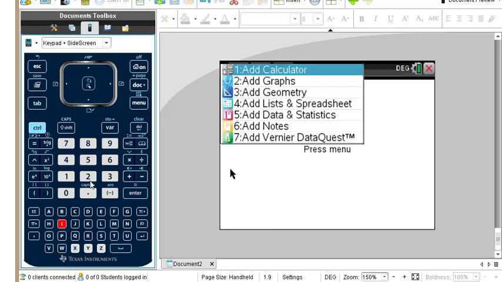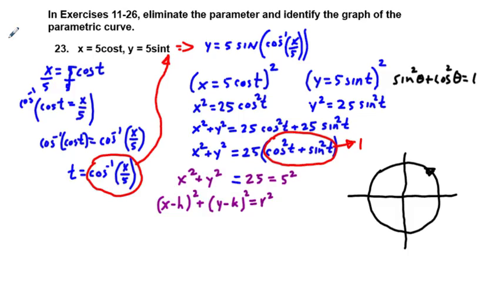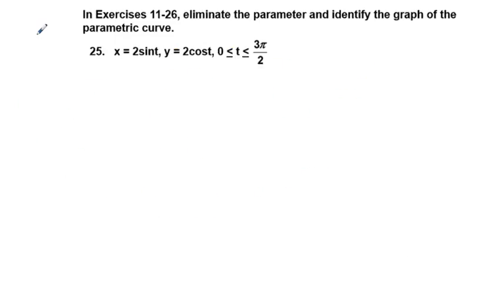Okay. Next, we're going to go to the last problem, at least that we're going to cover in this section, which is 25. It looks quite similar, doesn't it, to problem 23. And I'm not even going to bother with anything else but squaring both of these equations. So we have this left one squared, x squared equals 4 sine squared t, and for this y one, we have y squared equals 4 cosine squared t.